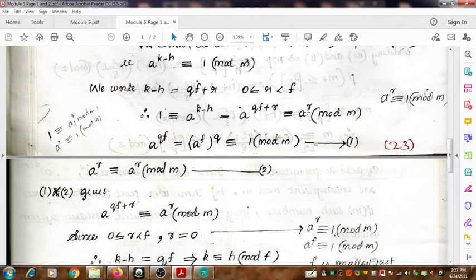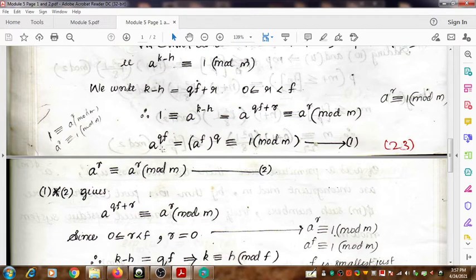You can understand this development or the changes here by considering these two steps, step 1 and step 2, or the expressions numbered 1 and 2 here. You know that this expression can be written as a raised to qf into a raised to r, right? This product can be split into two factors: the first factor is a raised to qf, and the second factor is a raised to r.